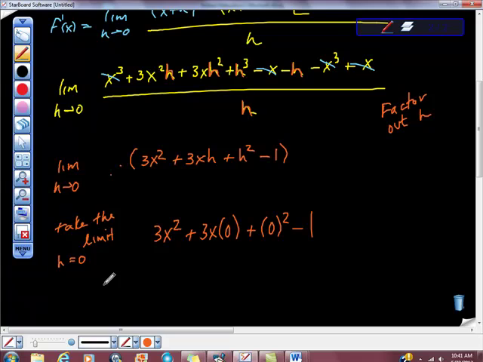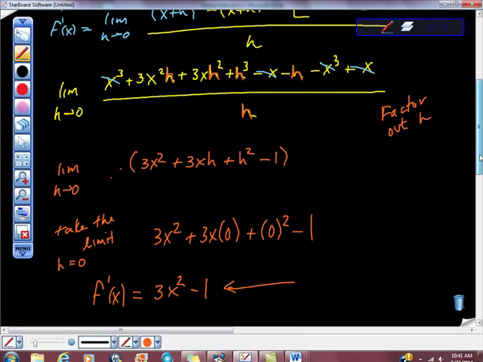And when we simplify that, we find out that the derivative that we are looking for, the slope of this function at any given x value, is 3 times the x value squared minus 1. So there's the proof of our derivative.